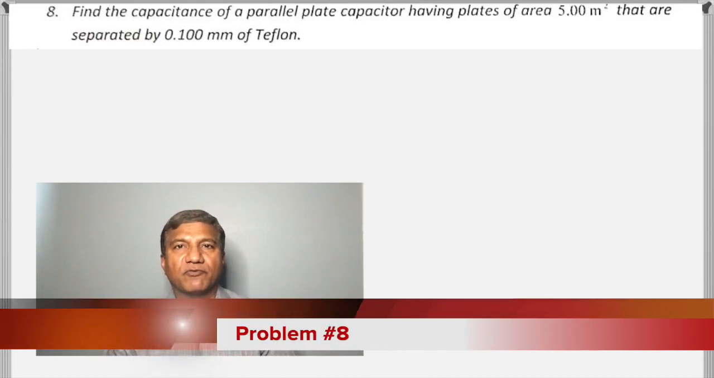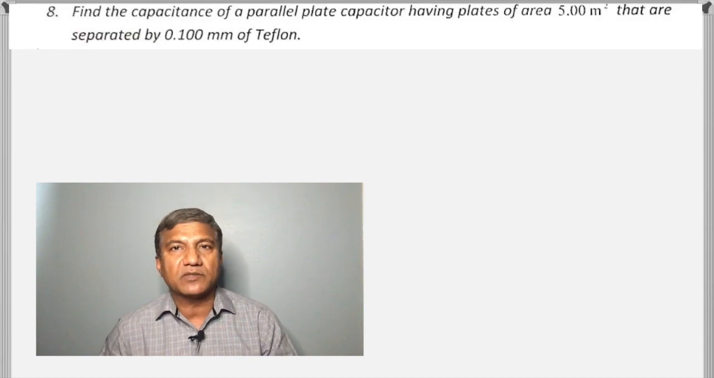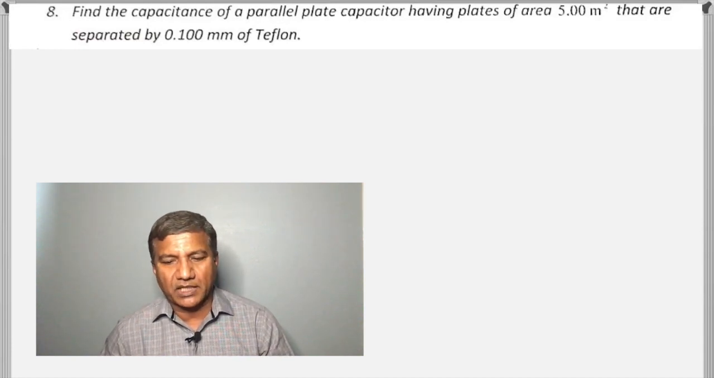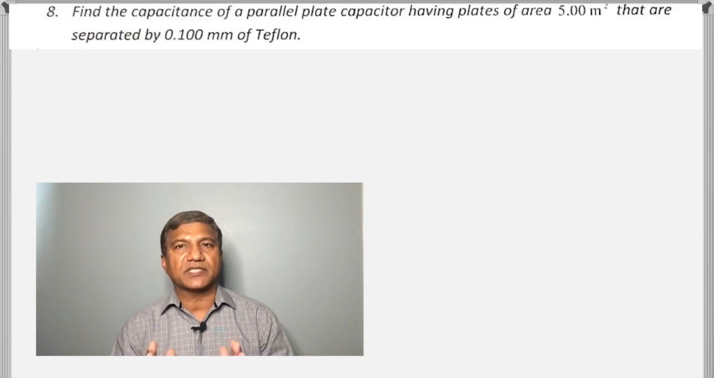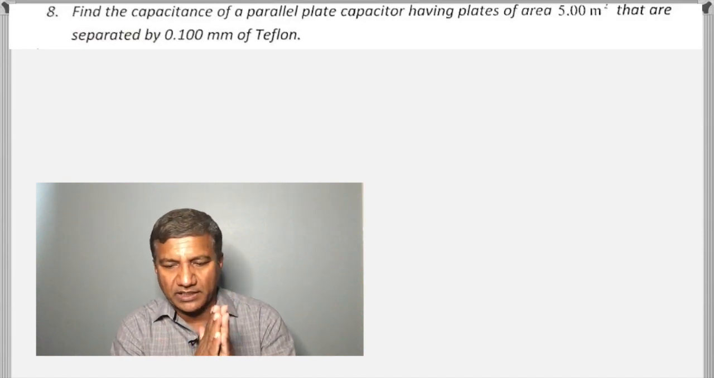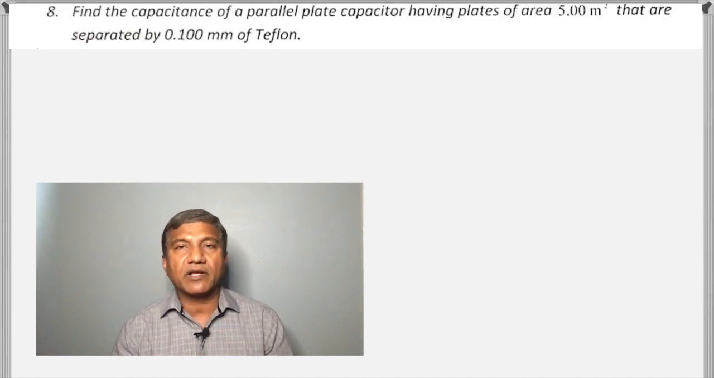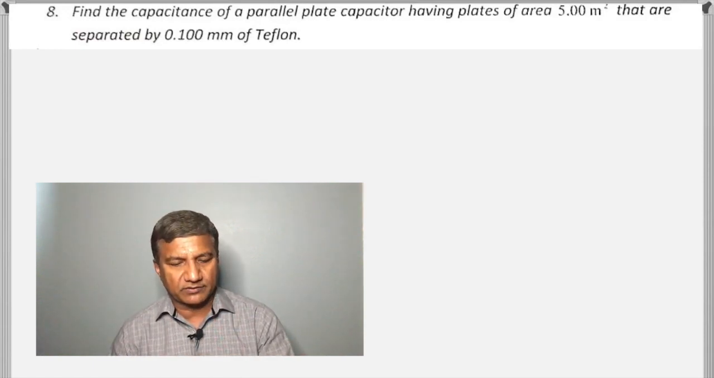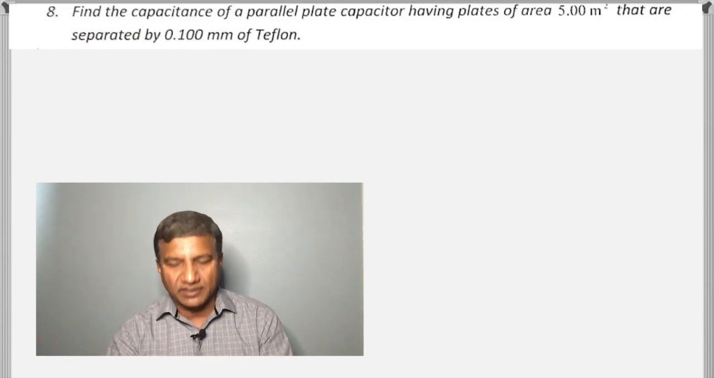Find the capacitance of a parallel plate capacitor having plates of area 5 meter square that are separated by 0.1 millimeter of Teflon. So Teflon is the dielectric. Teflon is the material between the parallel plates. It's the dielectric, or it's the insulator. So the area of the plates is given, and the distance between the plates is given, and Teflon has a dielectric constant which will also be given.